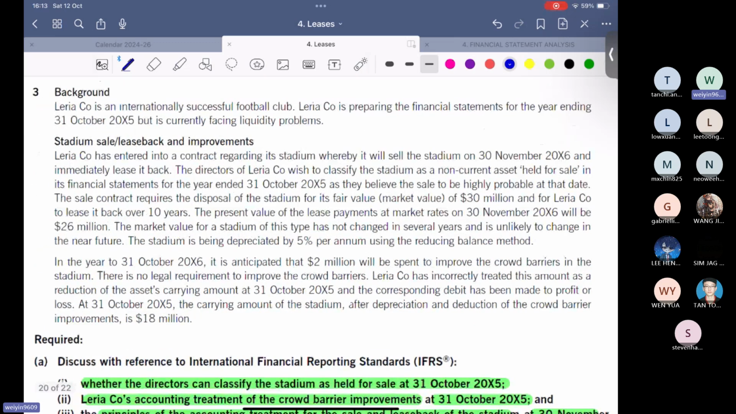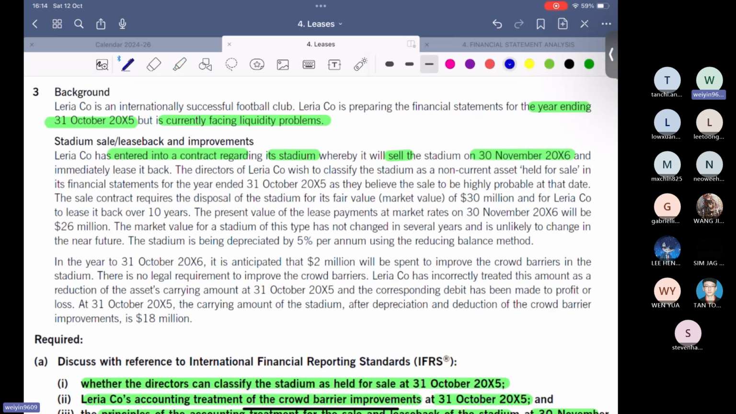So on the question, Realco is an international successful football club, and Realco is preparing the financial statement for the year ending 31st October X5, but currently facing liquidity problems. Liquidity problem, that means not enough cash, right? So Realco has entered into the contract regarding its stadium, whereby it will sell the stadium on 30th November 20X6.